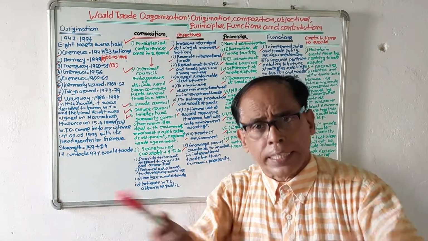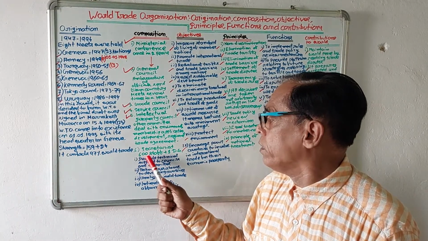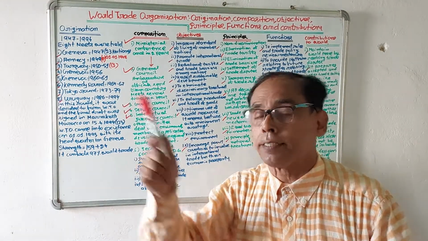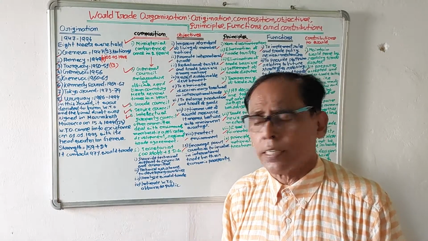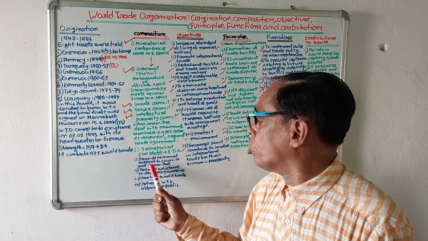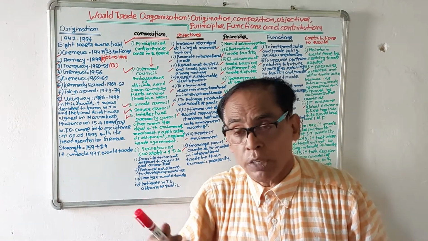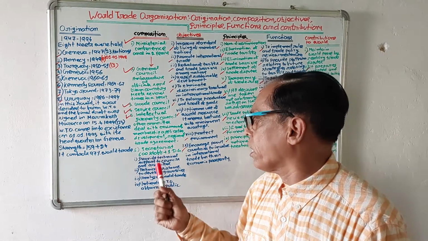Besides this, it has a secretariat. It has more than 600 staff plus a Director General. So the function of the secretariat is to provide technical support to countries and committees. The function of the secretariat is to give technical information to committees and the conferences.